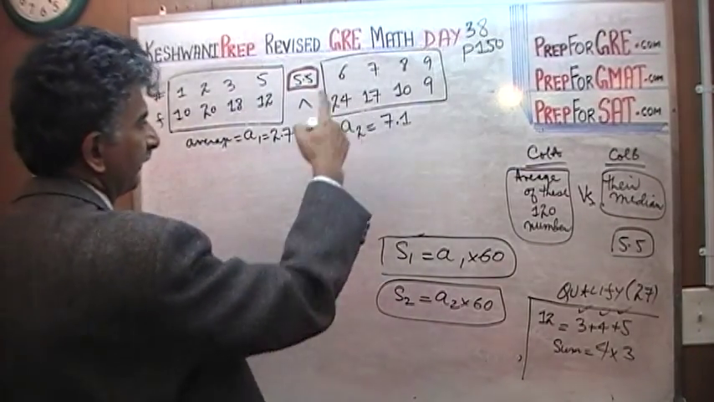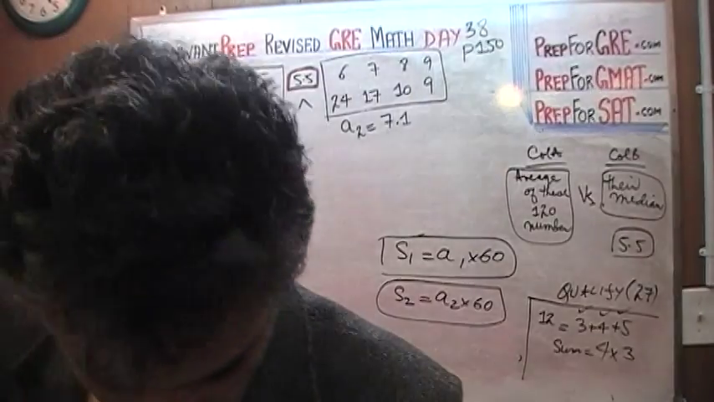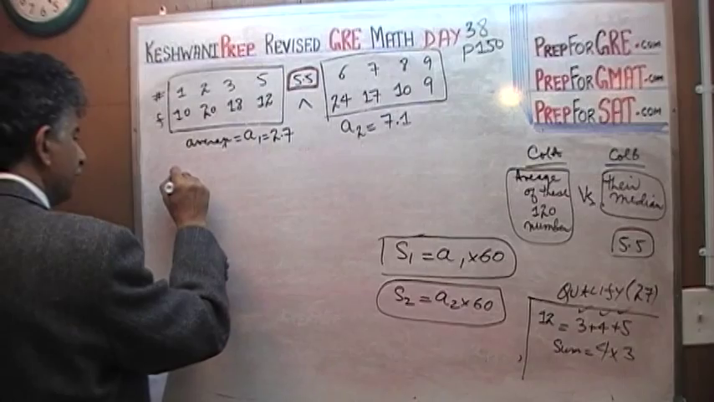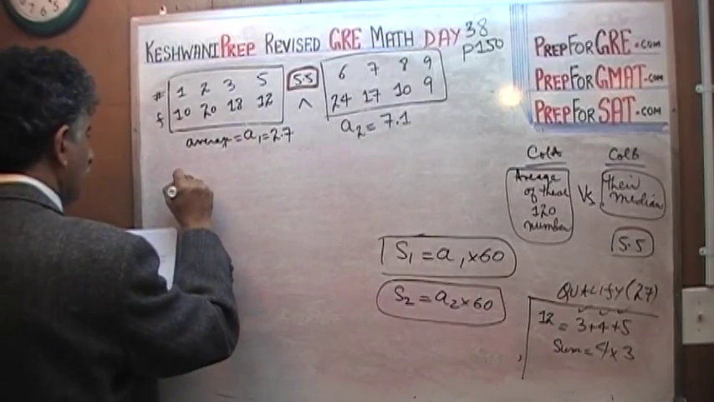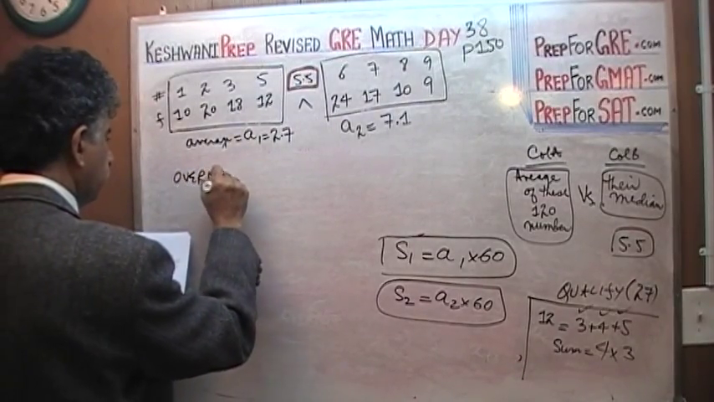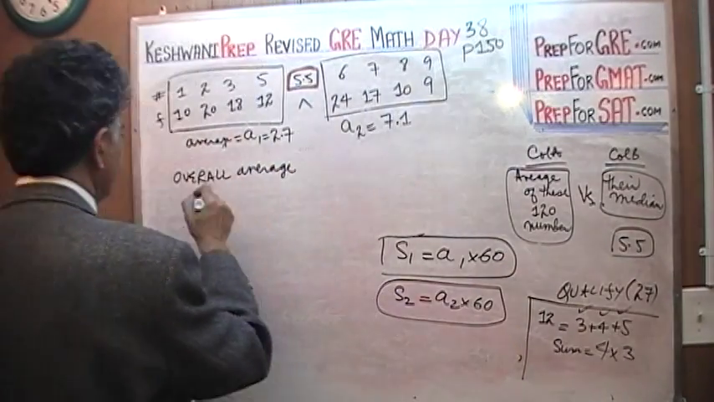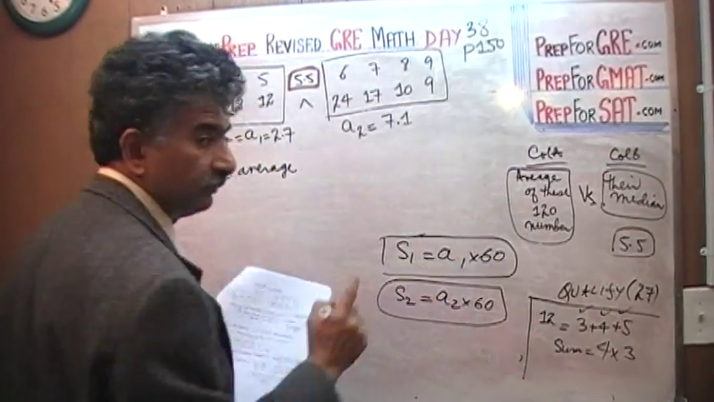S2 represents the sum of the second group. Now, the overall average, which is what we need here. By overall average, I mean the average of the 120 numbers.